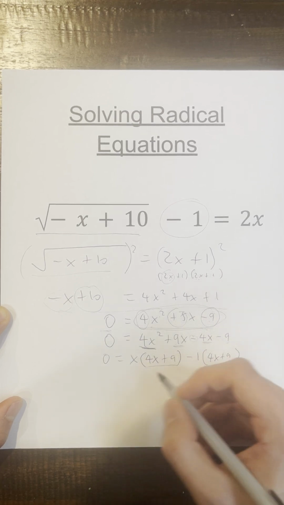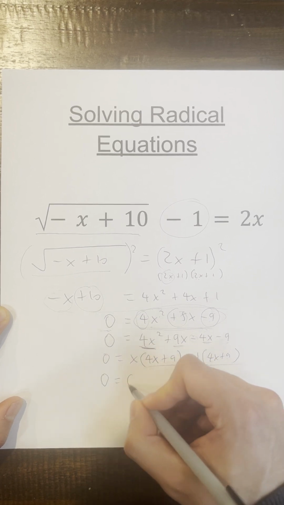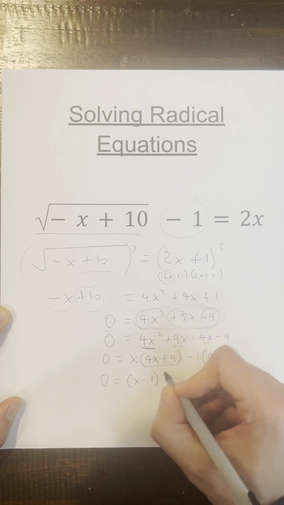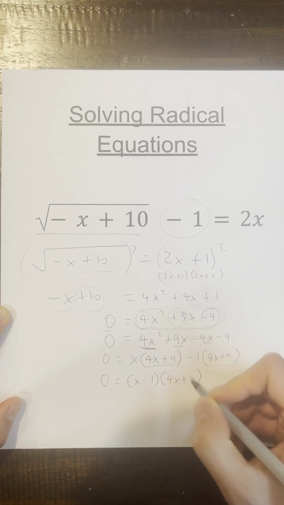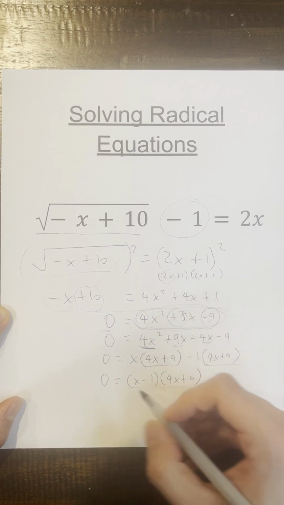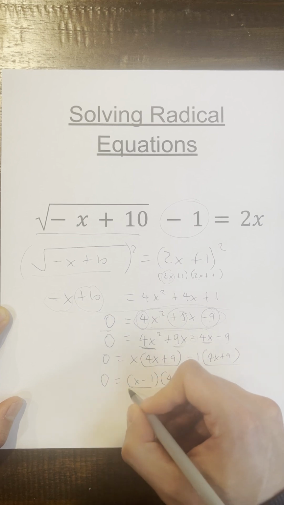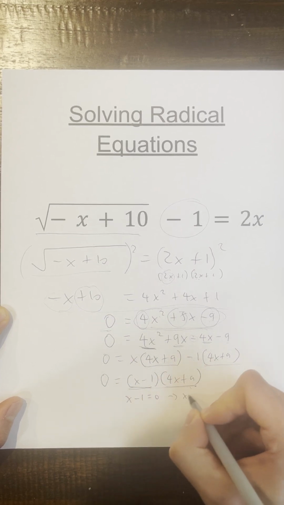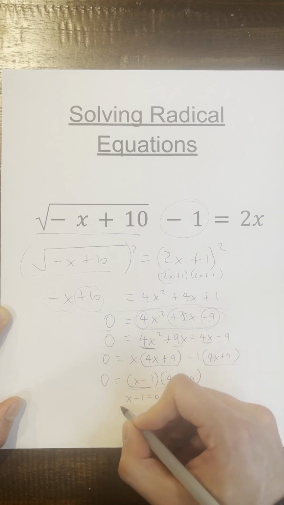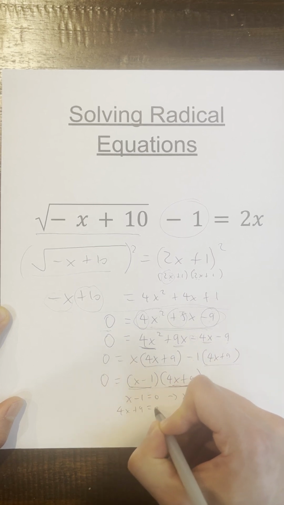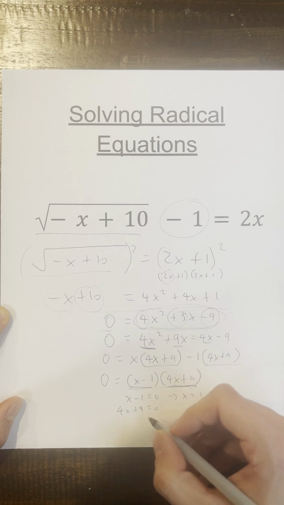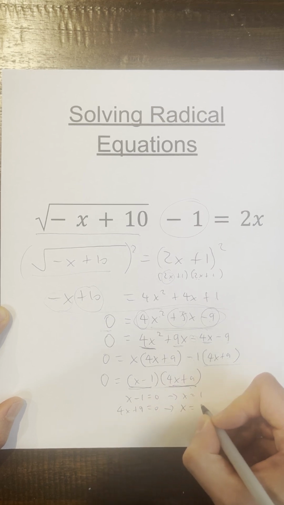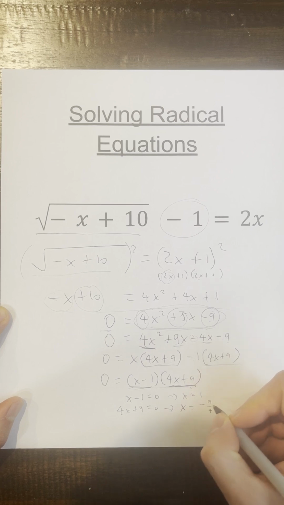And since this is the same thing as this, we're going to get 0 is equal to x minus 1 times this, so 4x plus 9. So in order for this to be 0, either this is 0 or this is 0. When this is 0, x minus 1 is equal to 0, which means x is equal to 1. How about when this is 0? So 4x plus 9 equals 0. How do we get x? So we're going to subtract 9 from both sides and divide by 4. So x is going to be equal to negative 9 over 4.